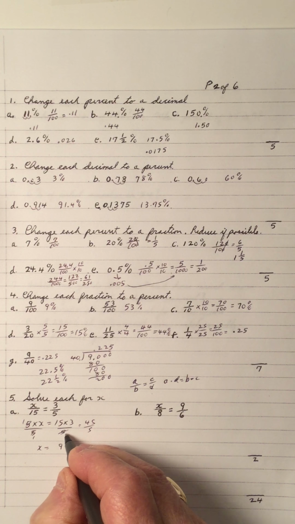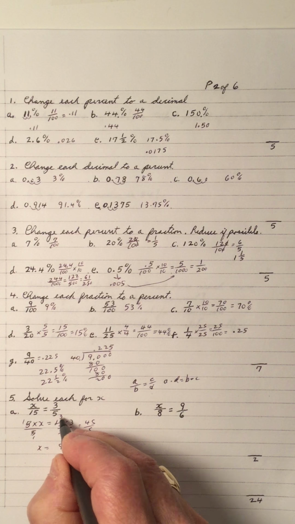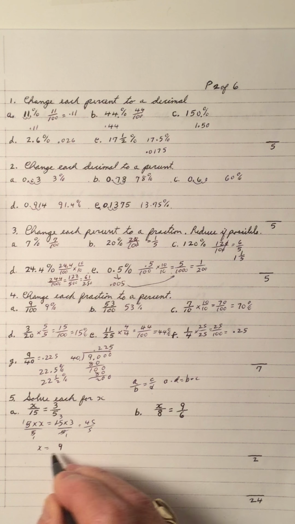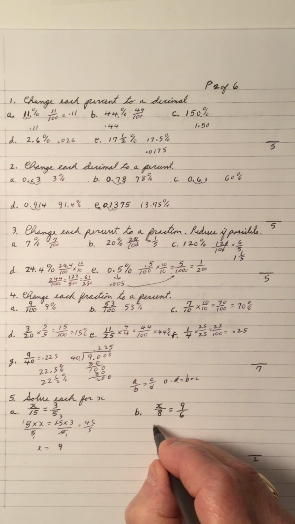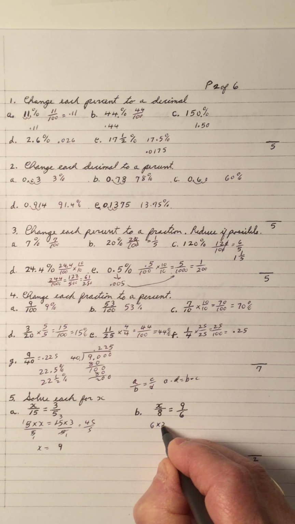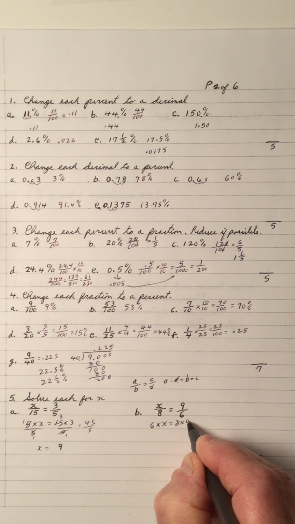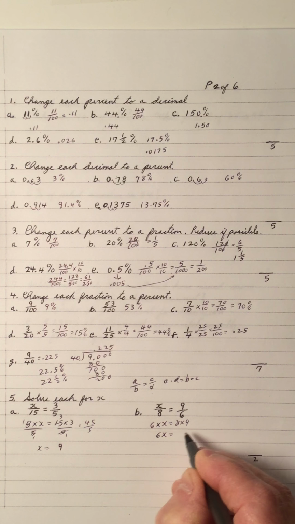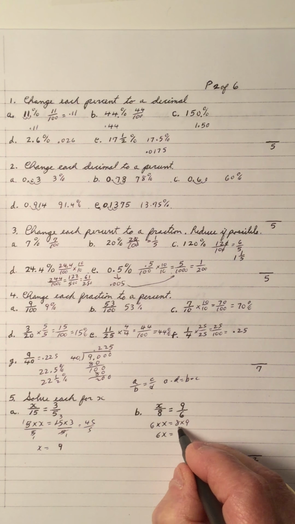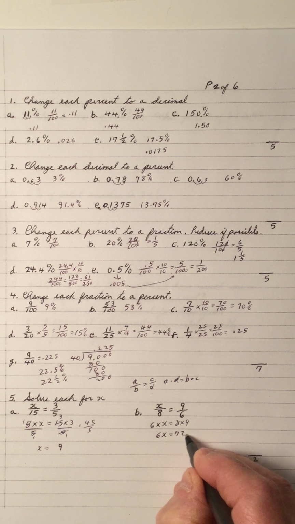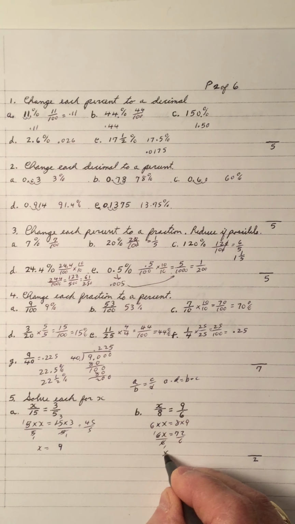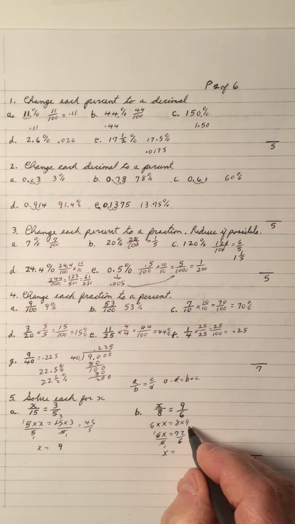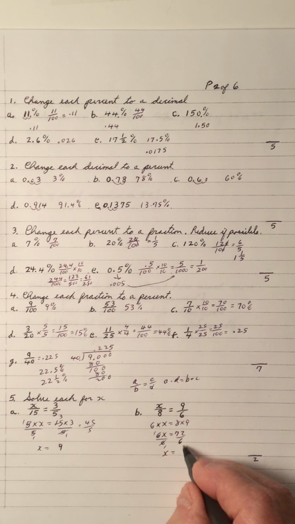Or you can cancel 5 and the 15 goes 3. 3 times 3 is 9. 9 over 1 is 9. Your choice. B, cross multiply. 6 times X equals 8 times 9. We could say 6X, or leave it as 6 times X. 8 times 9 is 72. And then we can divide by 6. The 6's cancel. Get X. 6 divided into 7 is a 1. 6 into 12 is 2. So we get 12.